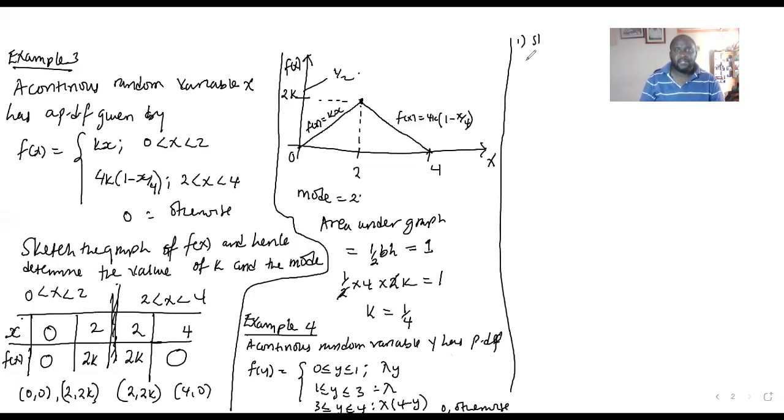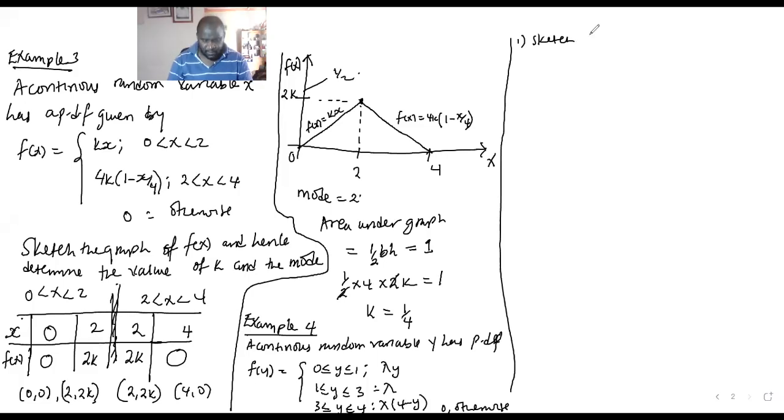1. Sketch the PDF f of y, and hence calculate lambda. Roman 2, obtain the mean.